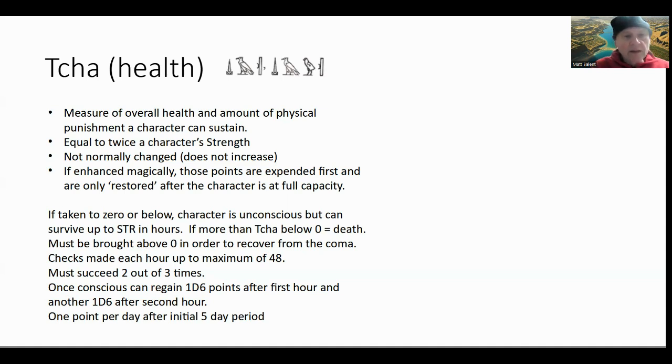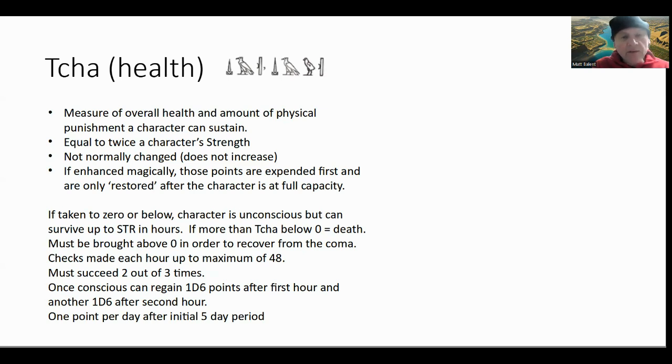And that's done with a check that can be made every hour up to a maximum of 48 hours. In the book, there's a chart based on the conditions that they're being treated in, and they must make a successful roll 2 out of 3 times. So you would roll a maximum of 3 times an hour to see if they could come out of their coma.